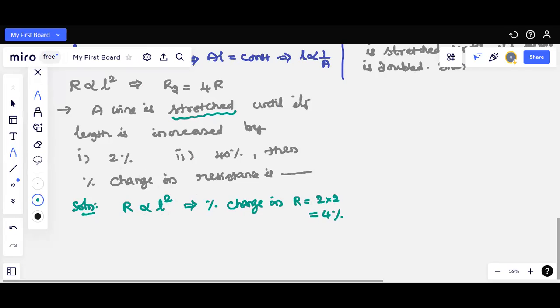Later, we have to apply log and differentiate. Is it required? Applying the log and differentiating and then substituting the values. No need.